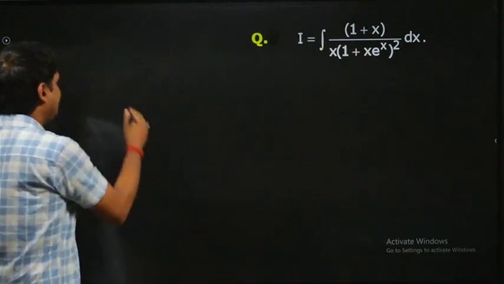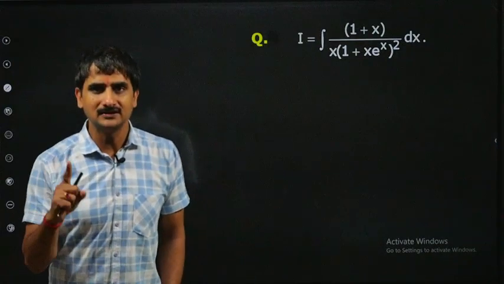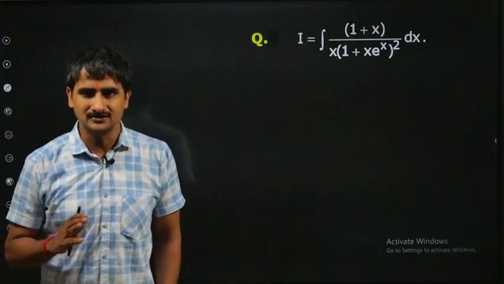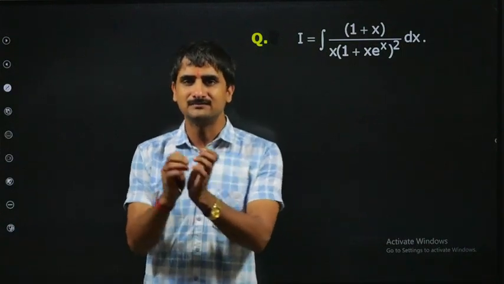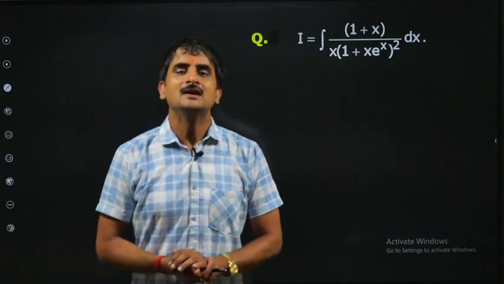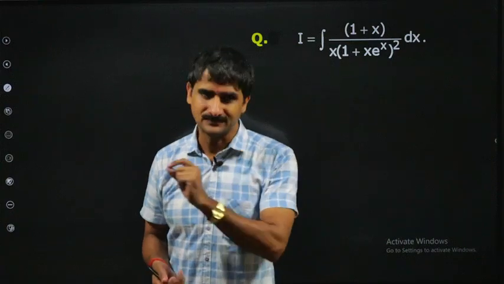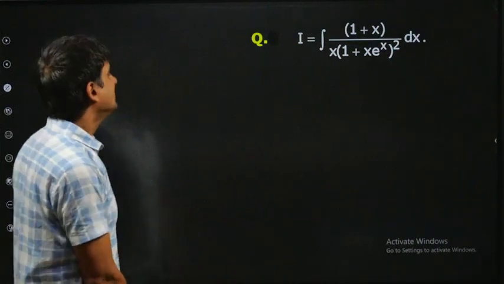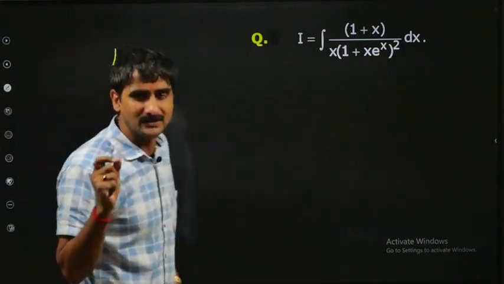See, method of substitution. That's the most important single method in indefinite integration. When I don't get any form which is comparable to any standard form or standard method, then I rely on method of substitution here. Okay, so let's start.